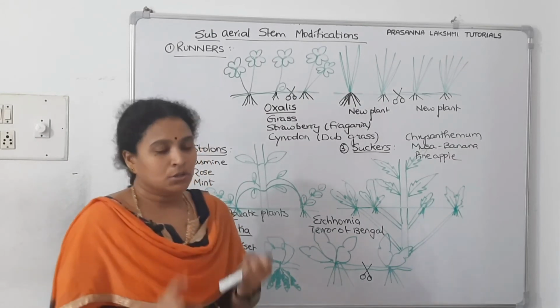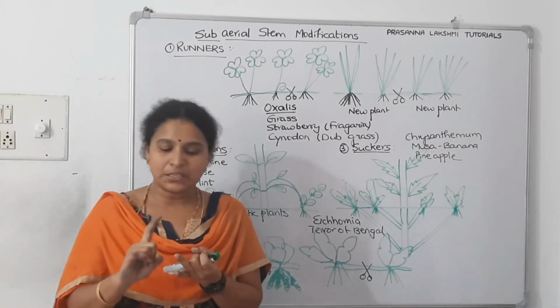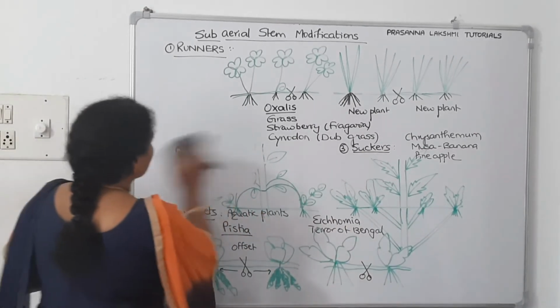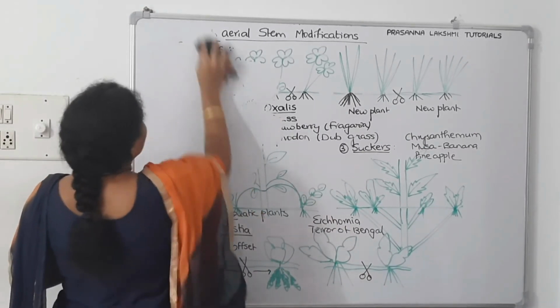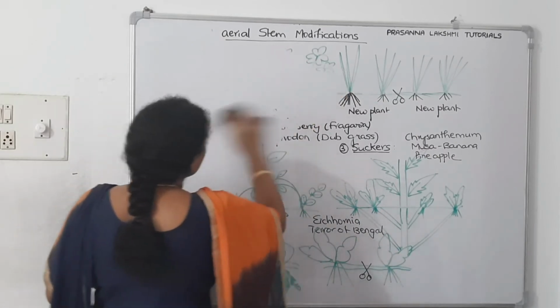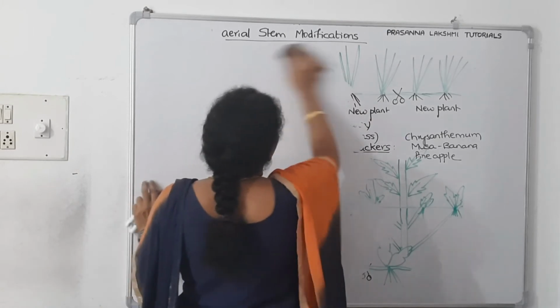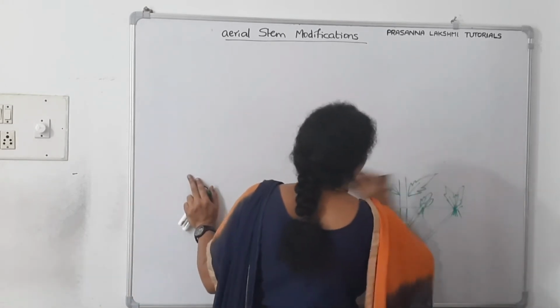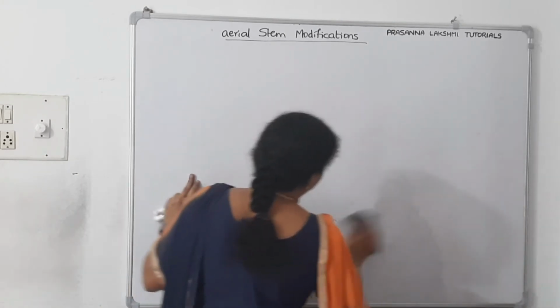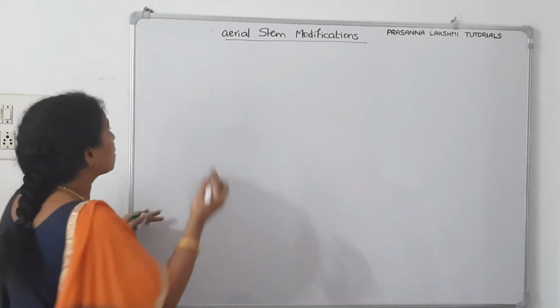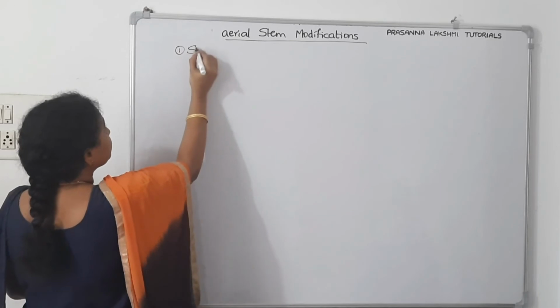Now we finished underground, we finished subaerial. Let's go to the aerial stem modifications, right? So coming to the aerial stem modifications, again we need to discuss 4 types here. So what are the 4 types of aerial stem modifications? Quickly let us see. Now under aerial stem modification, the first one is called stem tendril.